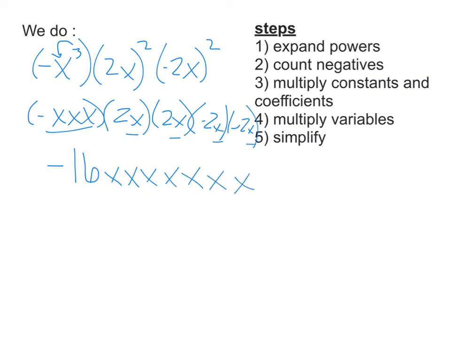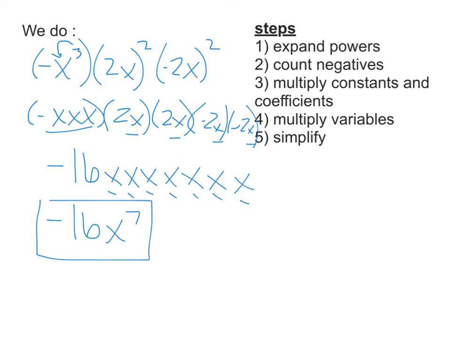So I need to clean this up. Step 5 is to clean up any variables with powers. So I can leave the negative 16, but then I need to say that it's being multiplied by x to the 1, 2, 3, 4, 5, 6, 7th power. So negative 16x to the 7th power is my answer.